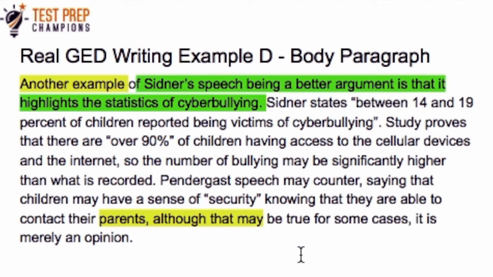But what the person did here that is really, really good is, they have a transition word right here, a topic sentence, and they cite evidence from the text. They say Cinder states this, they're using evidence, they're using facts here, and then they're also sneaking in a refutation here, right, by saying that the other side would counter and say this. So this person is really getting both Cinder and Pendergast going back and forth.